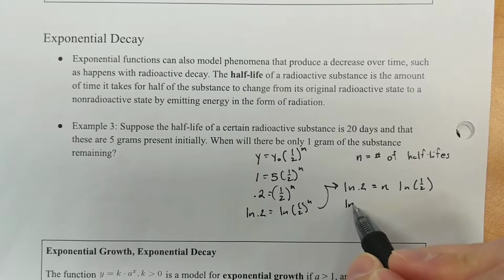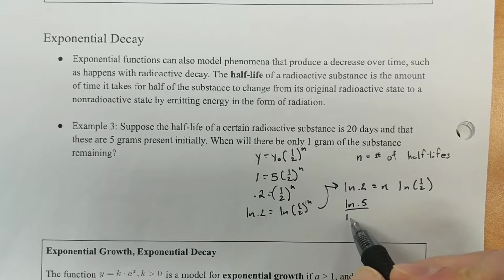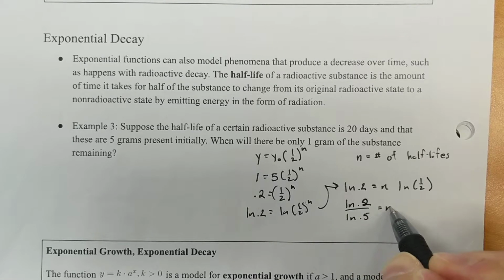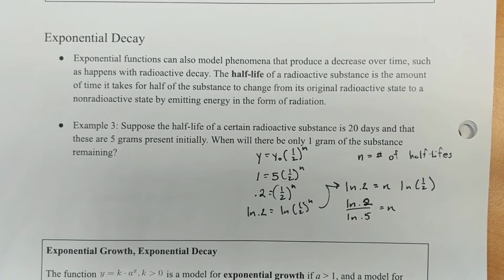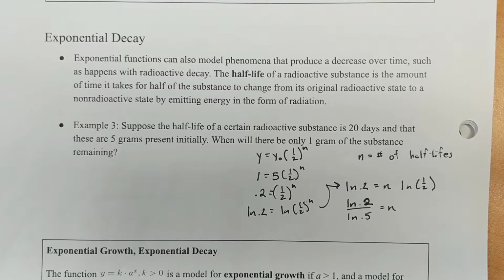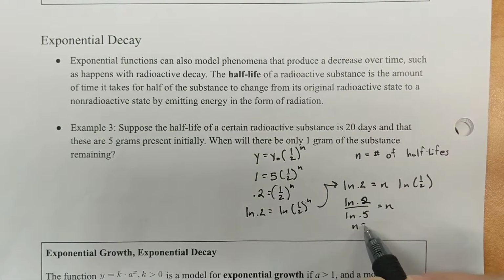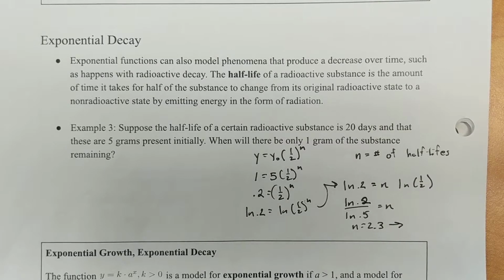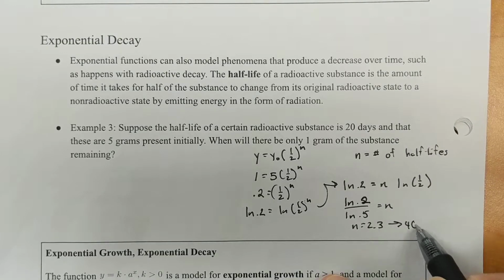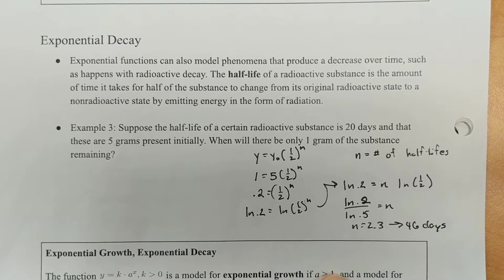And then I can just divide. I'm going to actually switch to all decimals, that should be 0.2. This one will be 0.5 equals n, and that can go in my calculator. So natural log of 0.2 divided by the natural log of 0.5 is 2.3. So n is about 2.3. But that's the number of half-lives. So I need to multiply that number by 20 to get the number of days.